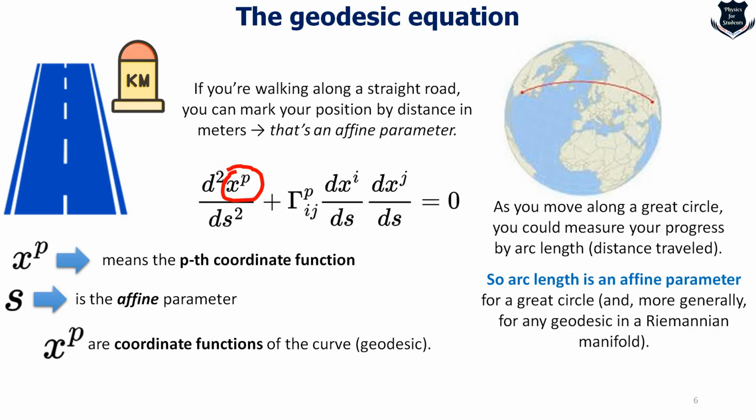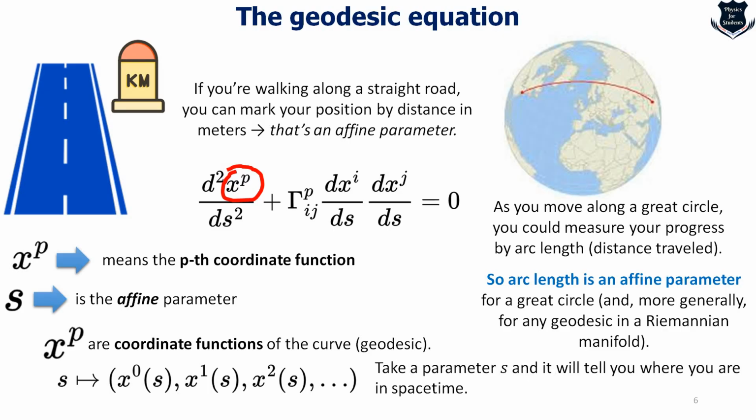Now this S we can write mathematically like this. That means S maps to x0, x1 and so on. So from here, what we can tell is that we take a parameter which is S, the affine parameter, and it tells where you are as you move along the curve in space-time.